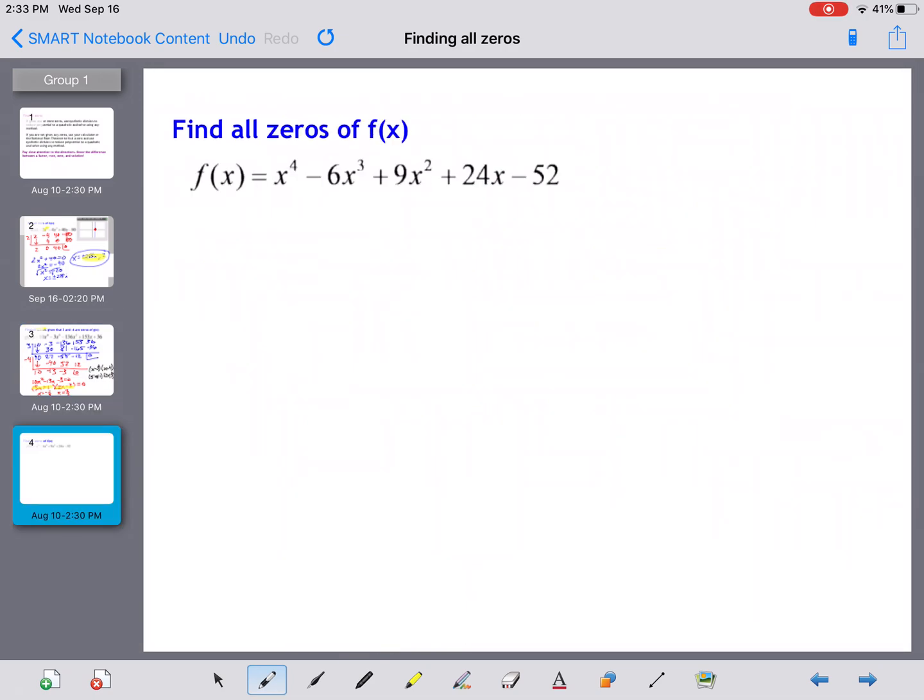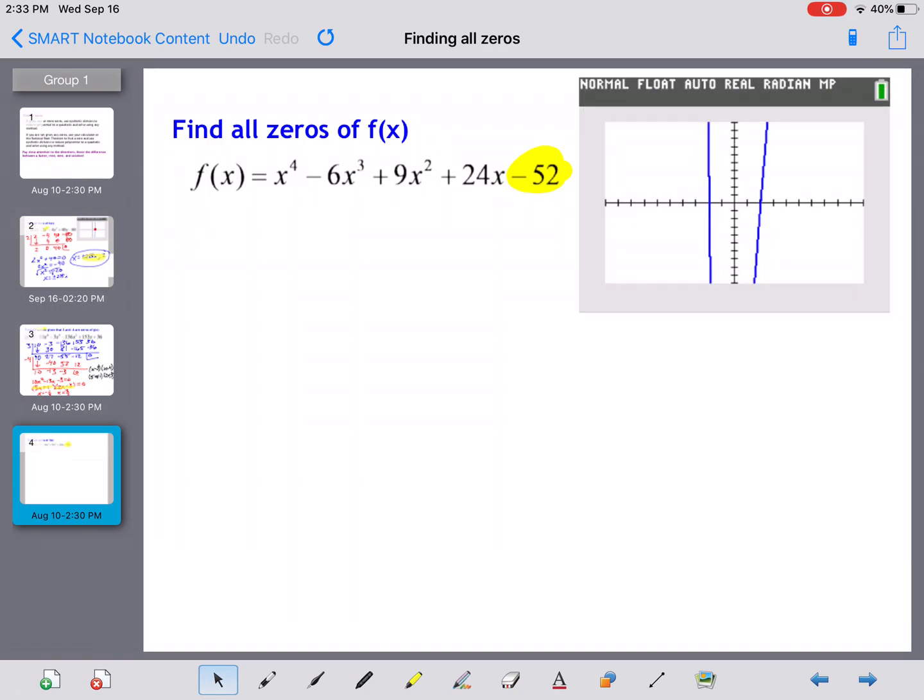Lastly, we're going to find all the zeros given something like this. So x to the 4th minus 6x to the 3rd plus 9x squared plus 24x minus 52. We cannot solve this by factoring. They don't give us anything. So you can use the possible rational zeros, but if you notice, 52 has a lot of values there that we could potentially be testing over and over again. So what we want to do is we want to use a calculator, and the calculator will give us this.